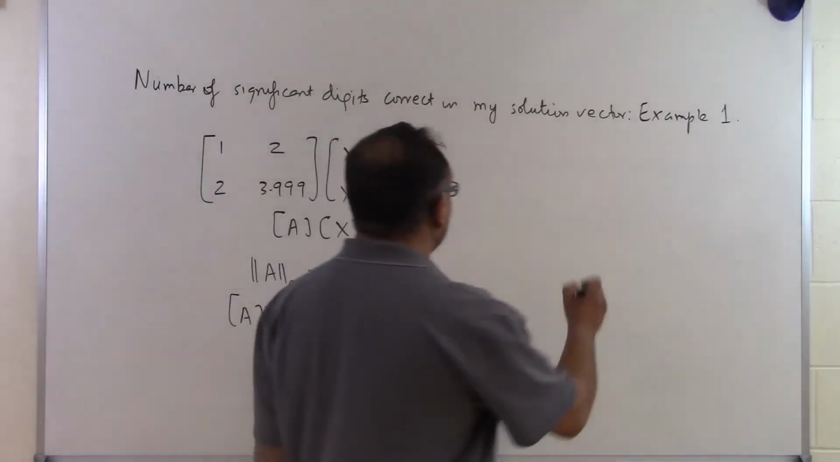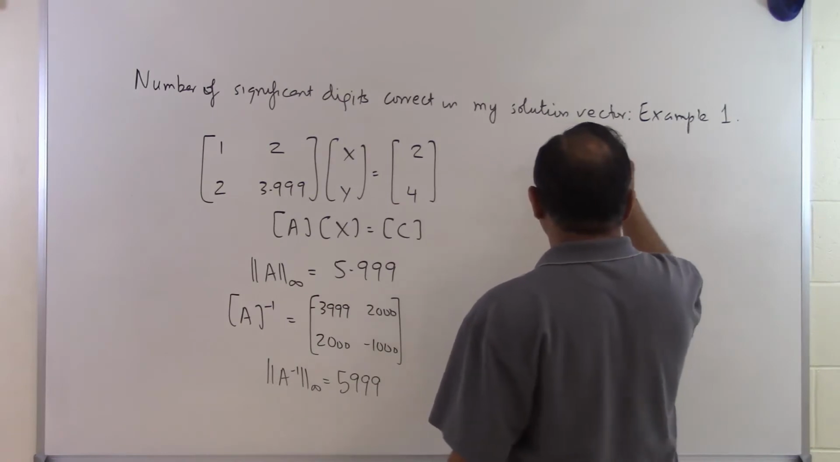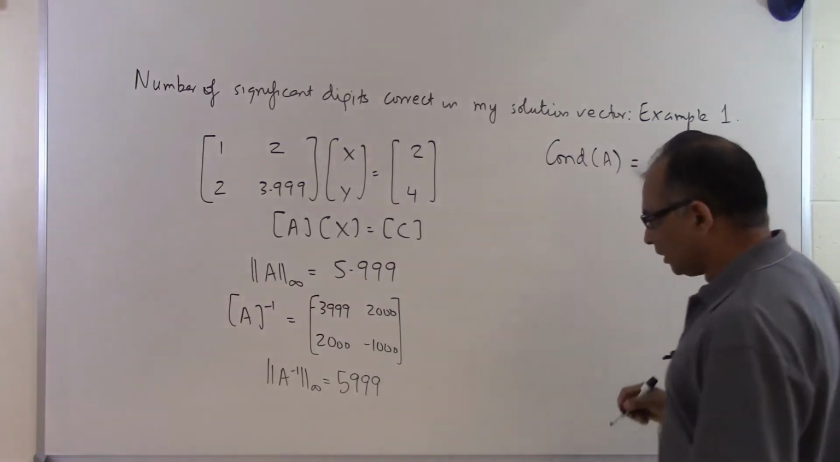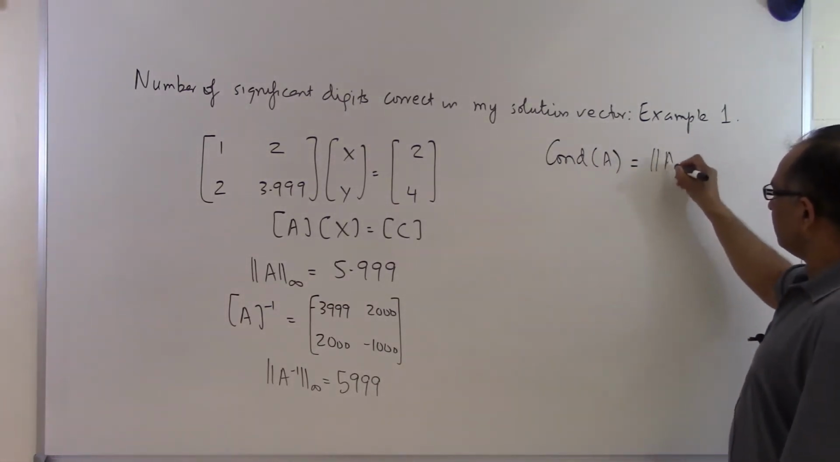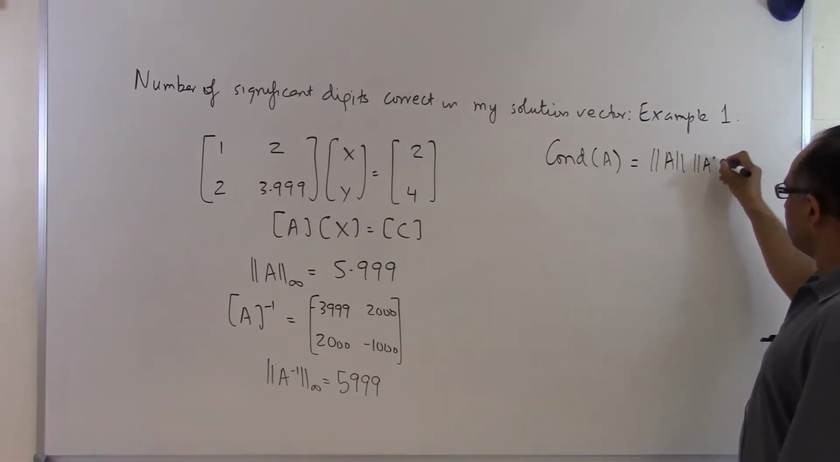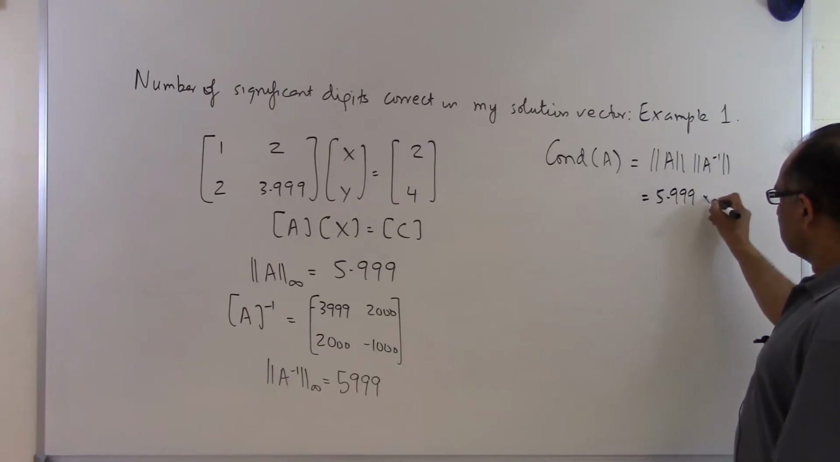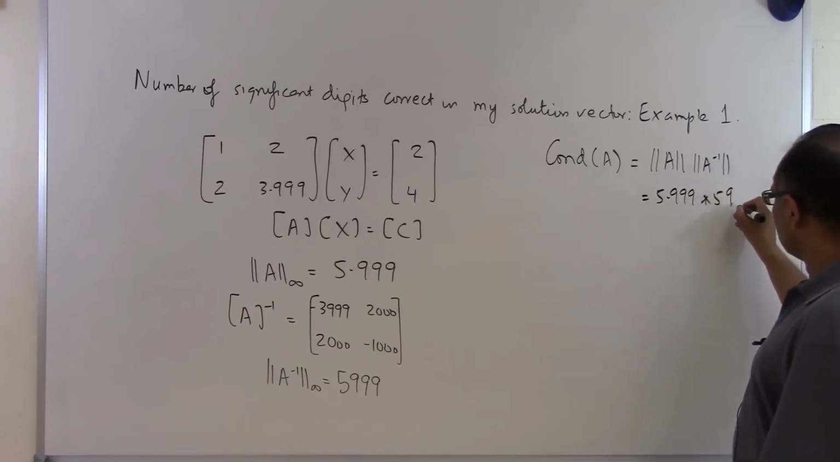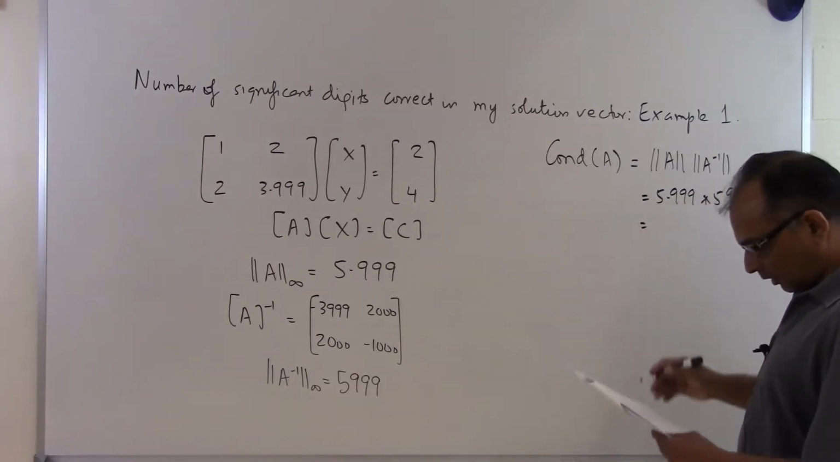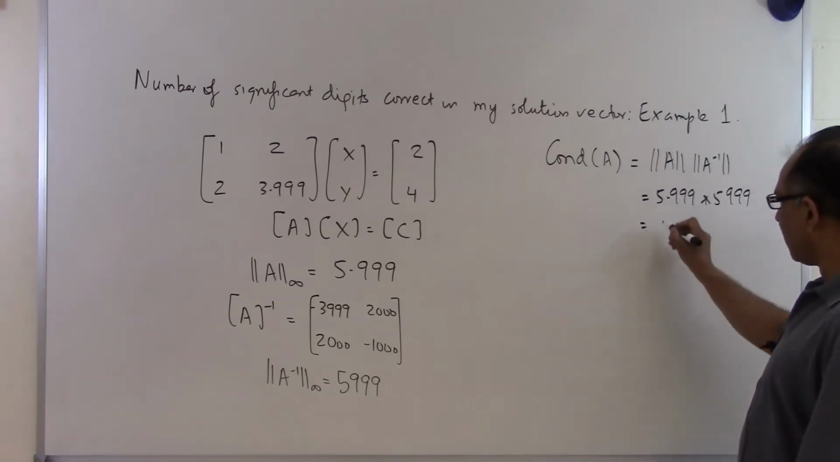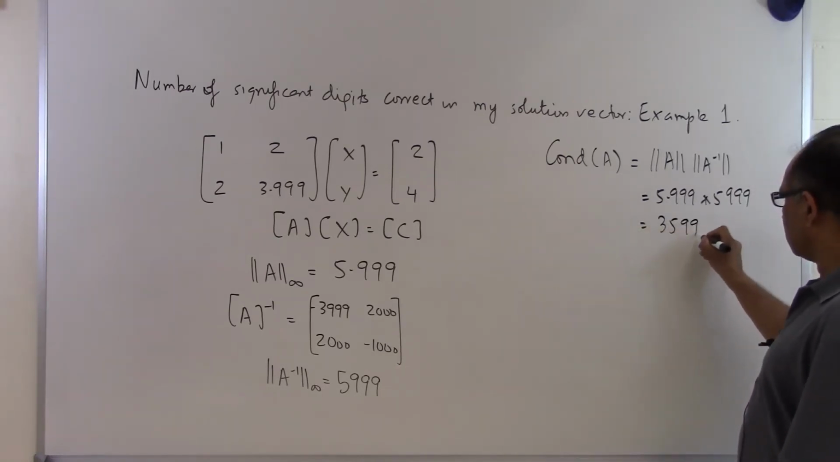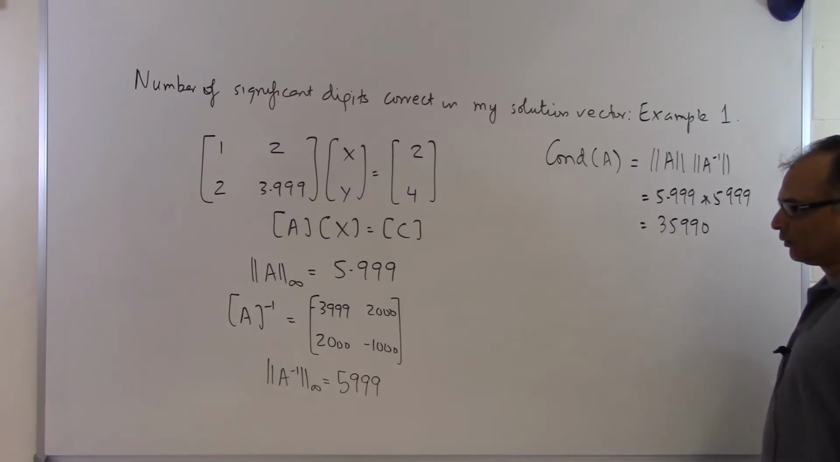And what I'm going to do is calculate my condition number. The condition number of A will be the norm of A times the norm of A inverse, and I get 5.999 times 5999, and this number turns out to be 35990. So that is the condition number of A.